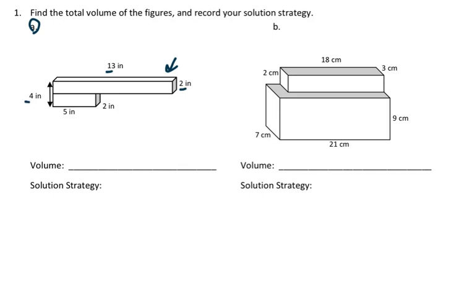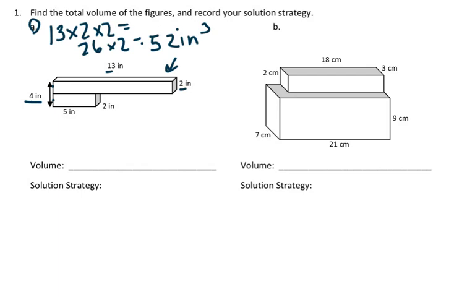Well, they have the height as 4 inches here, but if you notice they have 2 inches on this side. So I know that if this is 2 inches here, then this one here is 2 inches. So I have 13 times 2 times 2. 26 times 2 is equal to 52.